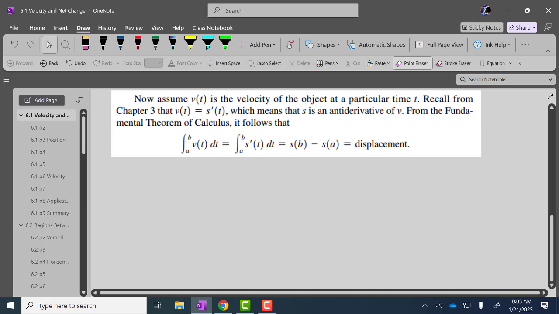Why we use S for position, I forget. Some Latin word that I've long since forgotten.